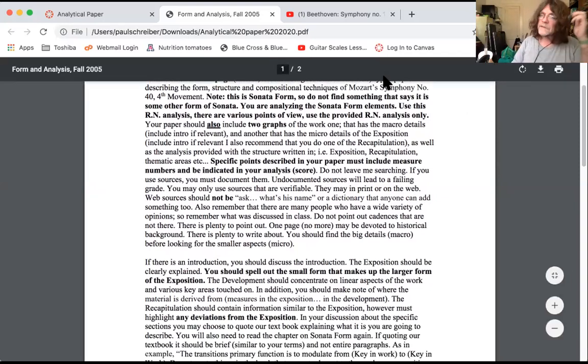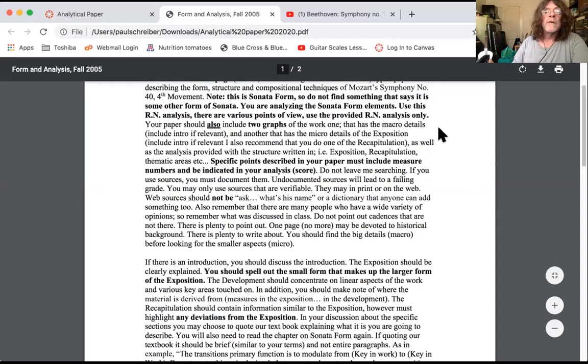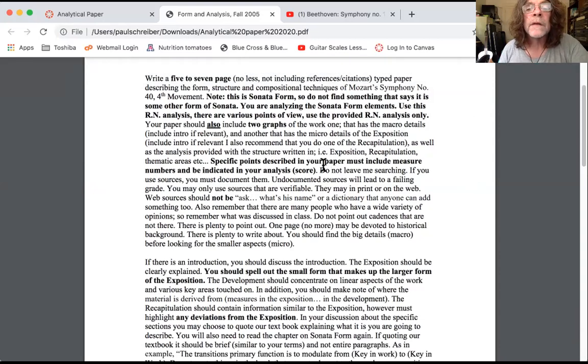And I gave you a sample of that in the last class period. And then the other one is the micrograph, all right? Let me read this all again. The macrograph, include the intro if it's relevant, and another that has micro details of the exposition as the analysis provided with the structure and form written in it, i.e. exposition, recapitulation, things like that. That doesn't sound very well, and I'm really sorry about this. I might have to modify this.